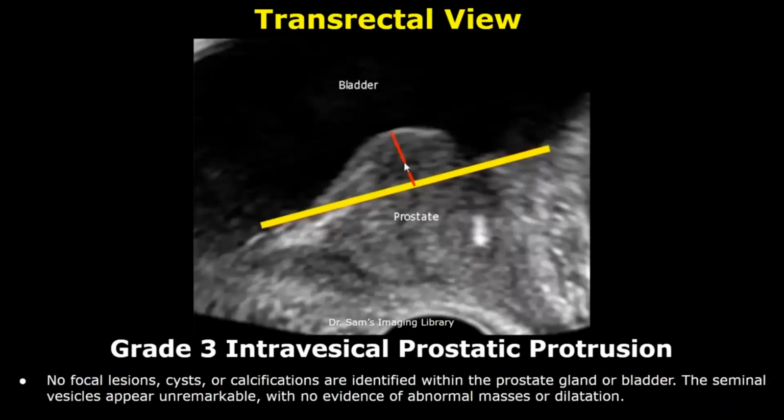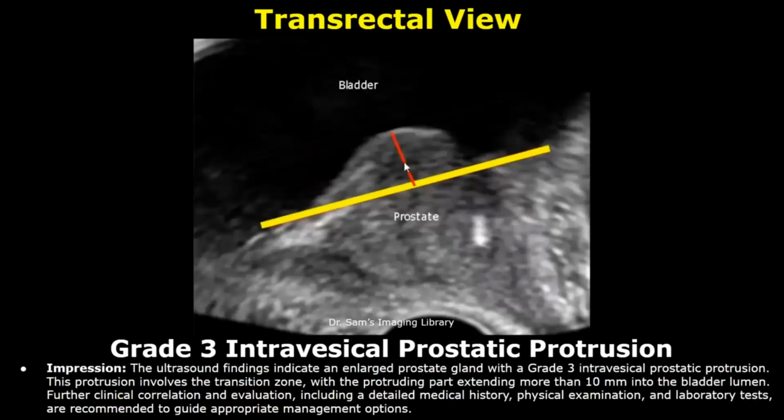Then you can write about any other findings that are seen within the prostate gland, the bladder, or the seminal vesicles. In the impression, you can mention these findings, especially mentioning the protrusion of more than 10 millimeters into the bladder lumen. And in the end, you can write about clinical correlation.